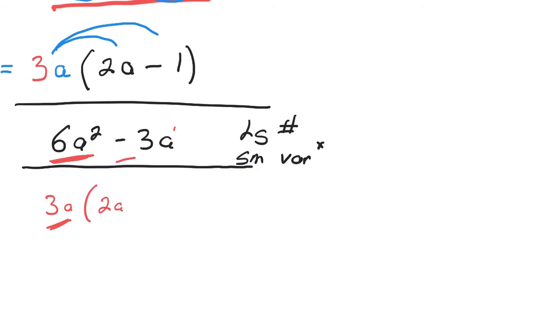You then take the second term, which is negative 3a, divided again by the common. 3 divided by 3 is 1. A divided by a is 1. Remember, it's a negative, so negative 3 divided by positive 3 is negative 1.